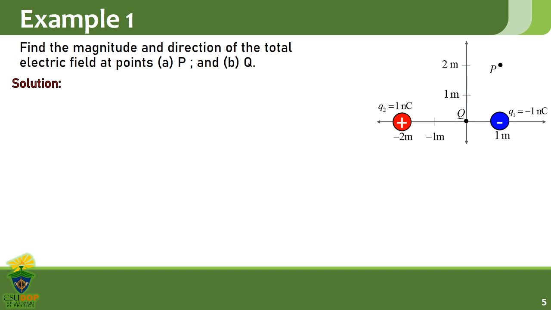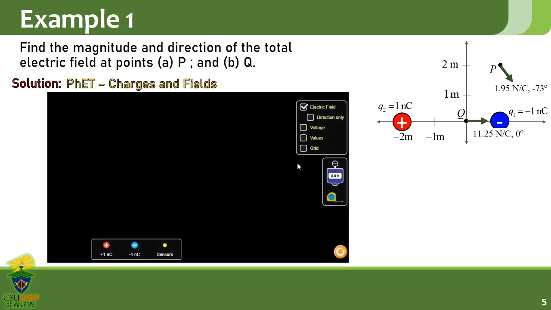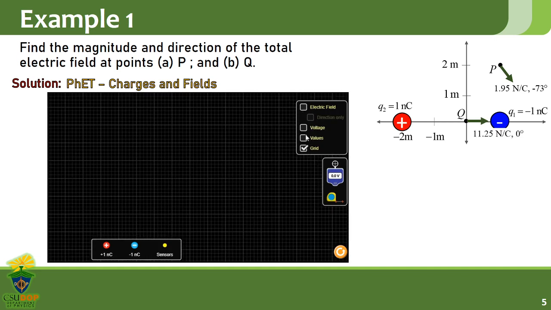Knowing the magnitude and direction of the total field at points P and Q, we can verify our results using the PhET simulation called Charges and Fields. You can view this simulation in the attached assignment resources for this chapter or at the PhET website. Precisely for this problem, you only need to tick the values and grid boxes. In this simulation, the 1 meter length is defined by the legend at the bottom.